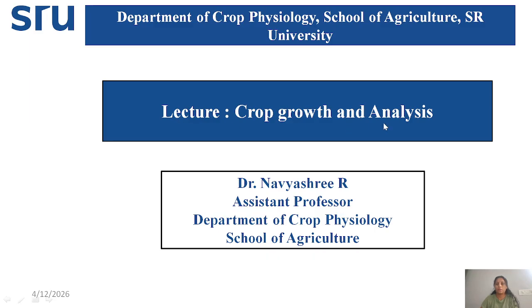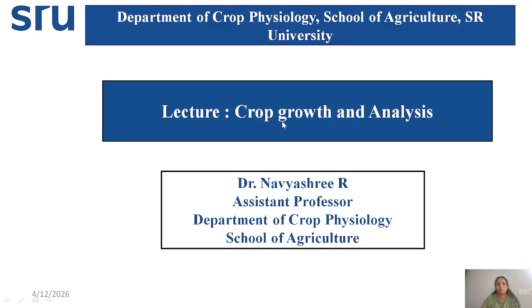So this is one of the most important topics in crop physiology. Why? Because if we observe any plant at different intervals of time, how do we consider that one plant has grown? To analyze that, we have different parameters, because just observation is not enough. So to consider that a plant has grown, we have certain parameters. That is what we are going to discuss in today's class.